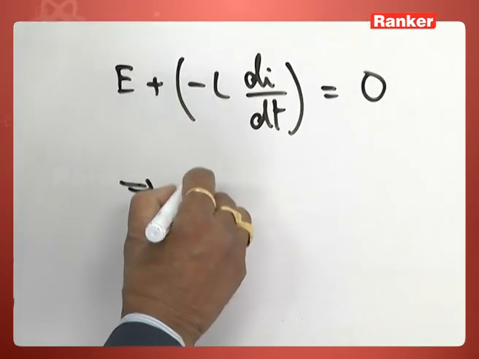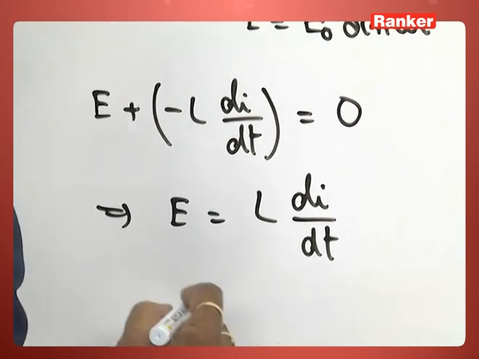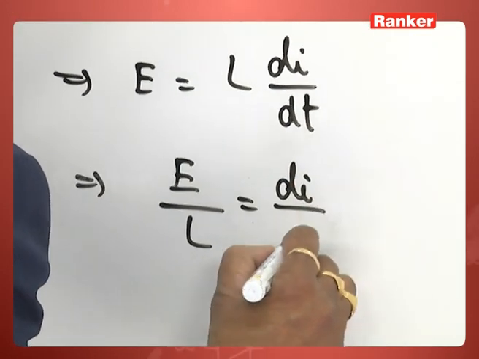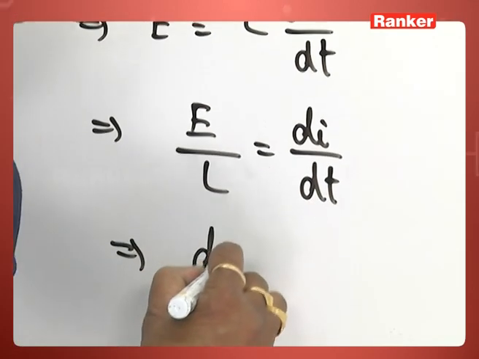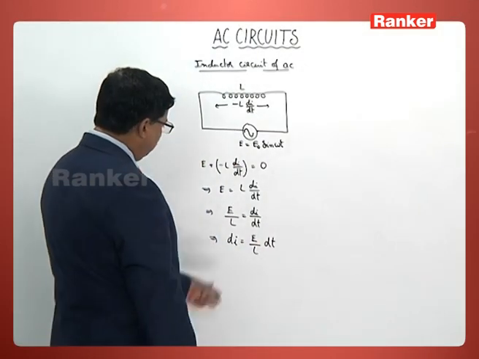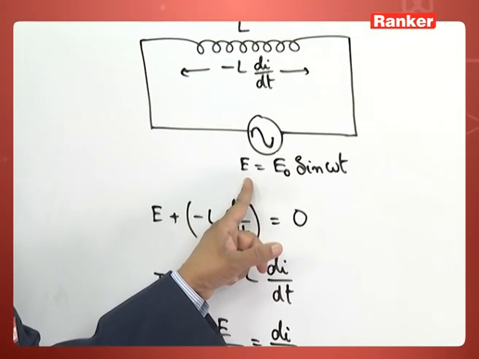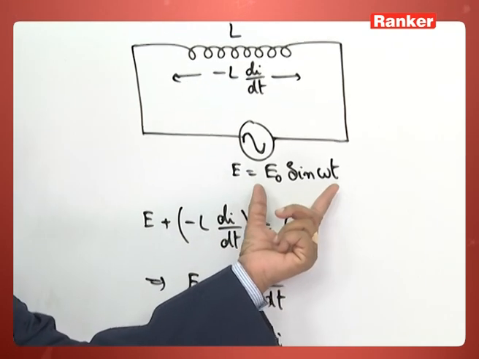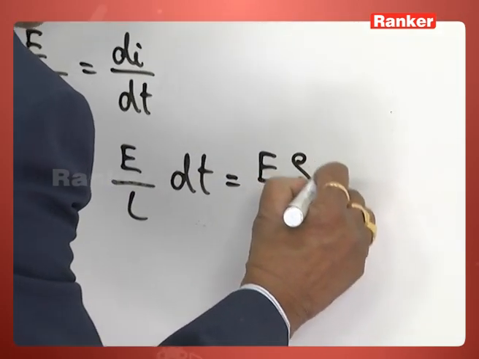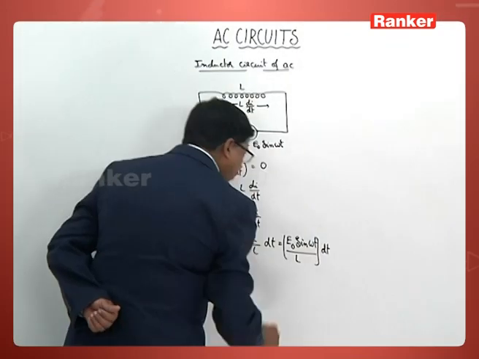This can be written this way as E is equal to L di by dt, where from you can write E by L is equal to di by dt. In other words, di can be written as E over L dt. But everyone of us can identify from the circuit that this instantaneous value of EMF in terms of the peak value can be represented by this equation. So we can write now E as E naught sin omega t by L into dt. That is actually the concept.